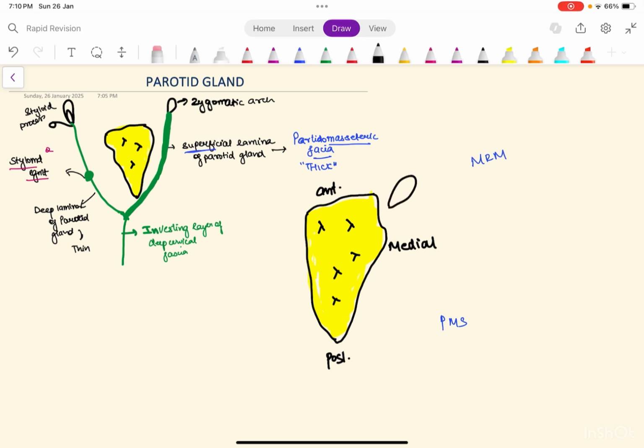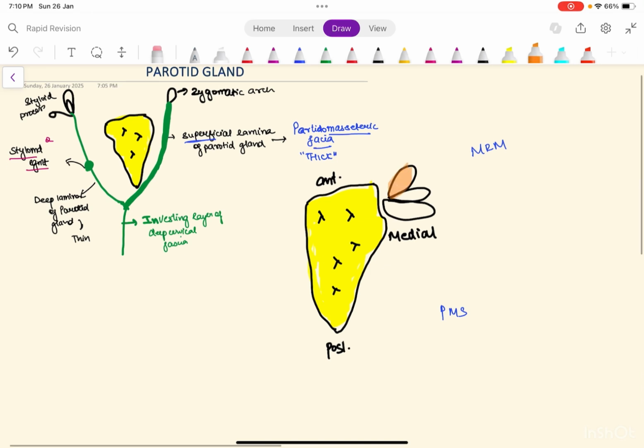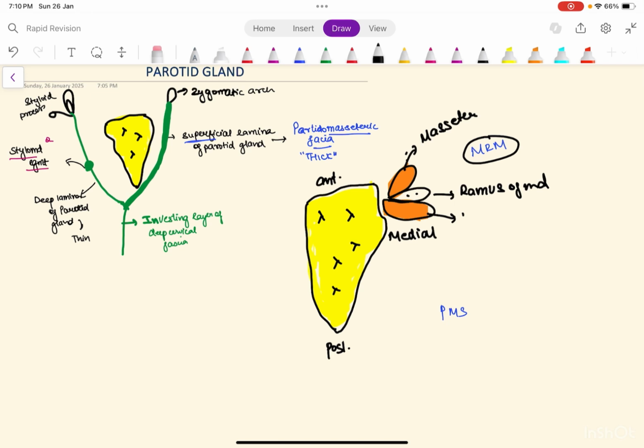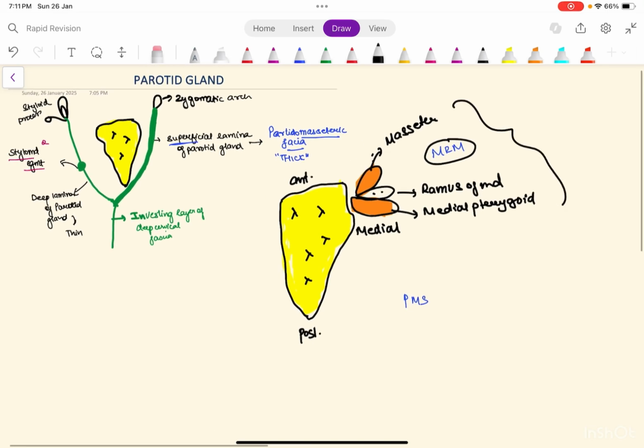So first of all, we have something like this. All right. So here we have two muscles. Just to go by the name of MRM. So M, masseter. All right. And this is ramus of mandible, and again M, so medial pterygoid. So this is between anterior and medial. So these are the anteromedial relations, right?